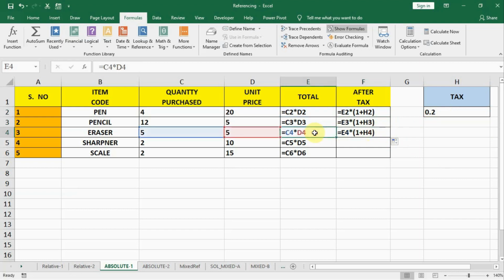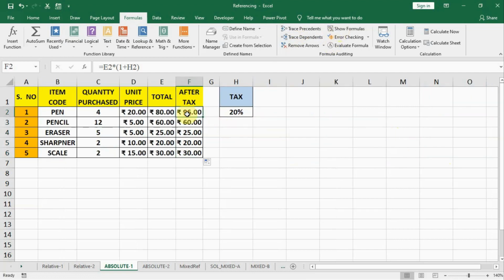E4 is okay because the formula is there, but in H4 nothing is there because tax is not written. Tax is in H2, and I drag it down like this, and every time, at E6, it is referring to E6, C6 and D6. It is okay, but it is referring to tax H6 where tax is not written. And this is because of relative referencing. And what happens, let us see the answer.